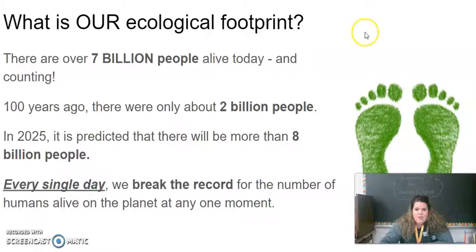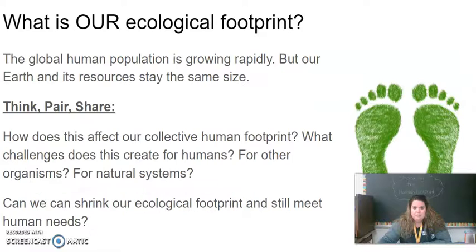What is our ecological footprint? There are over 7 billion people alive today and counting. 100 years ago, there were only about 2 billion people. In 2025, it is predicted that there will be more than 8 billion people. Every single day, we break the record for the number of humans alive on the planet at any one moment. The global human population is growing rapidly, but our Earth and its resources stay the same size.